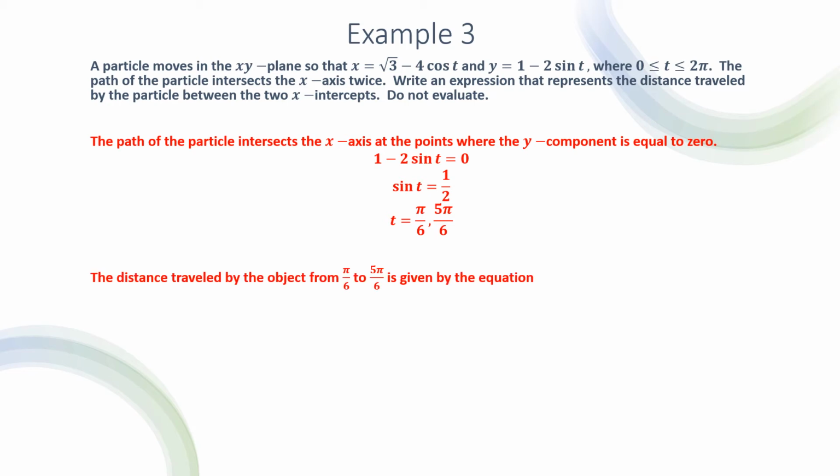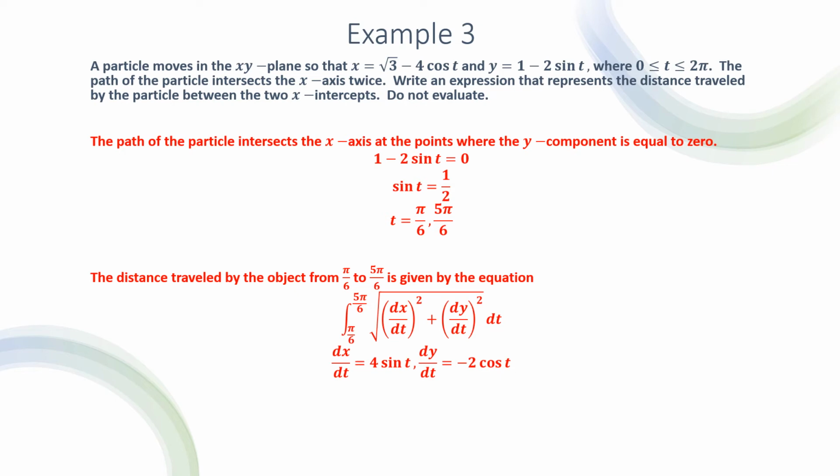Alright, so we're trying to find the distance traveled by the object between pi over 6 and 5 pi over 6. And so basically I'm going to set up my arc length formula. So I have the integral from pi over 6 to 5 pi over 6 of the square root of (dx/dt)^2 plus (dy/dt)^2.